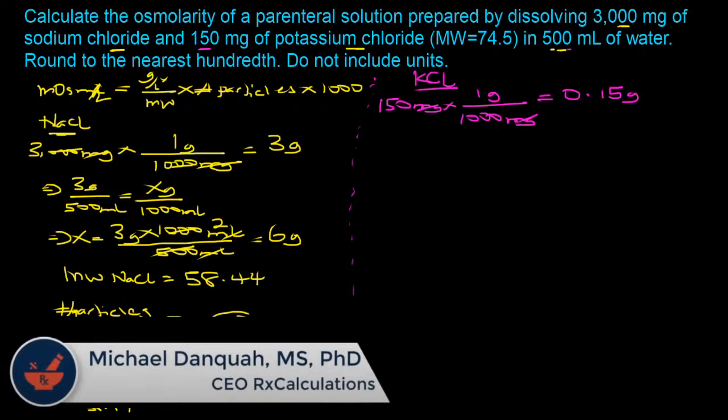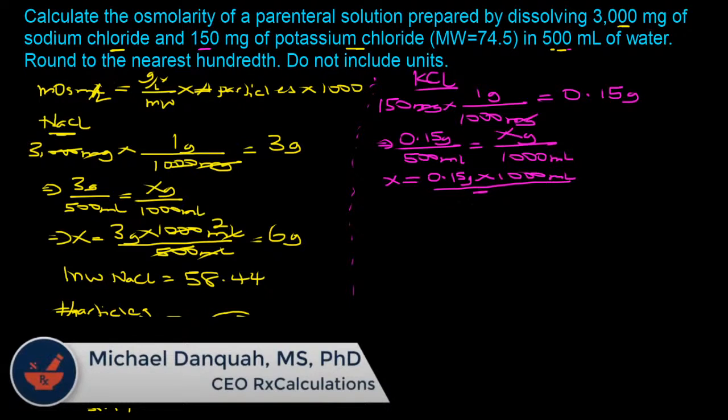But notice this 0.15 is in 500 milliliters. So we set up a quick proportion. 0.15 grams in 500 ml equals X grams over 1,000. X equals 0.15 times 1,000 divided by 500 milliliters, and you end up with 0.3 grams.